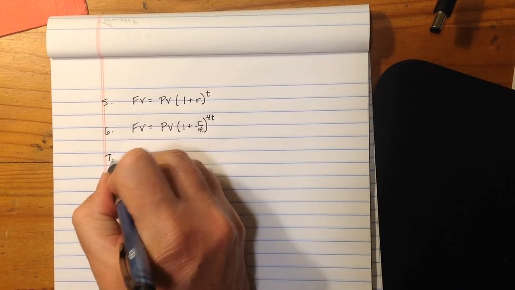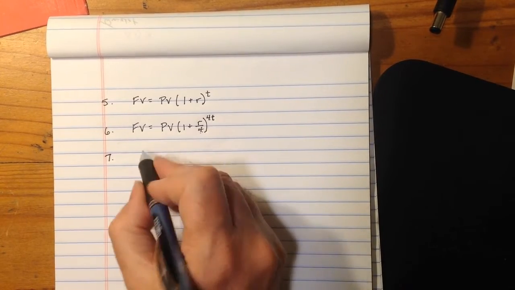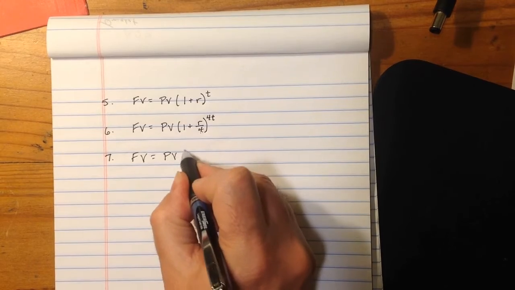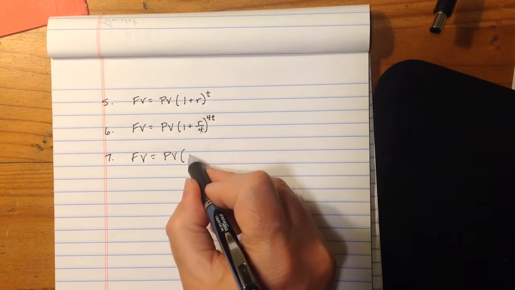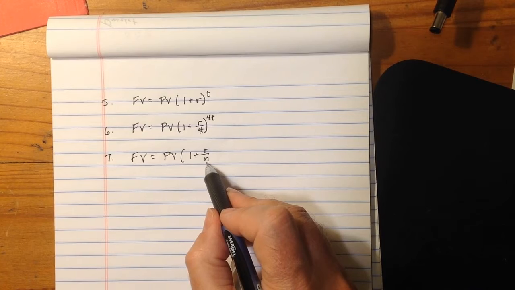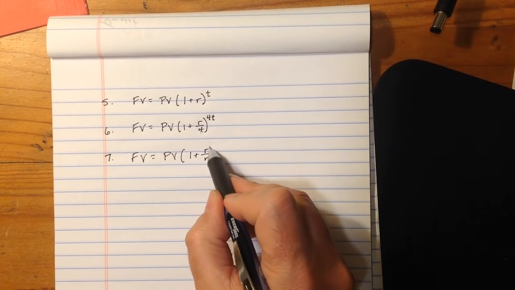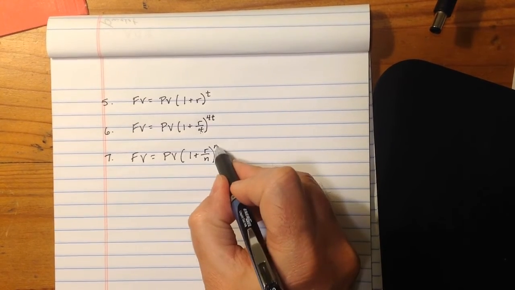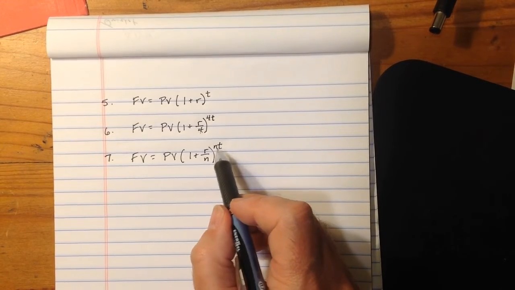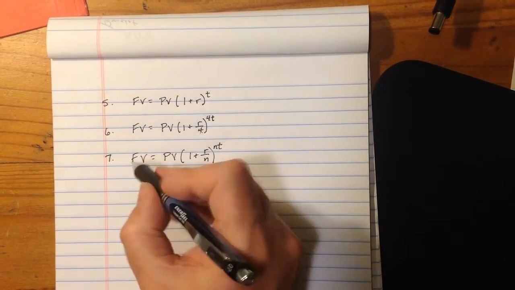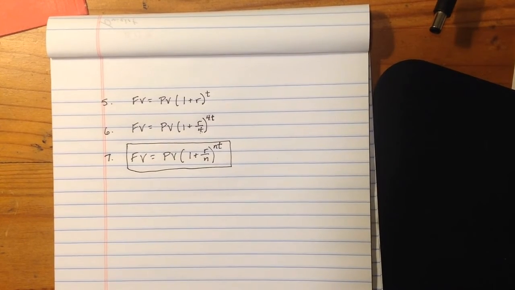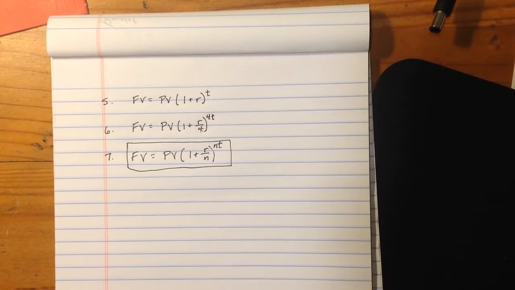And number 7 is asking us to write a general form of this. And what it's going to look like is FV is equal to PV, future value equals present value, times 1 plus r over n, where n is the number of times we compound every year, to the nt power. We're going to multiply n times t, and that will be the exponent on our parentheses here. And so this is the general form of compounded interest when we're talking about money.